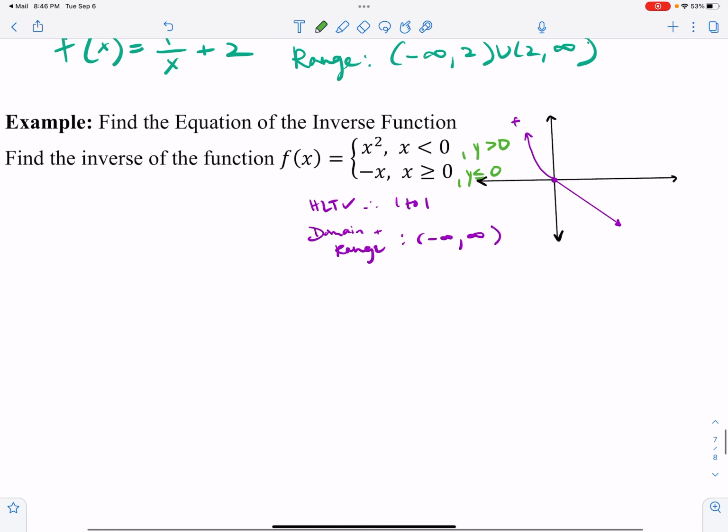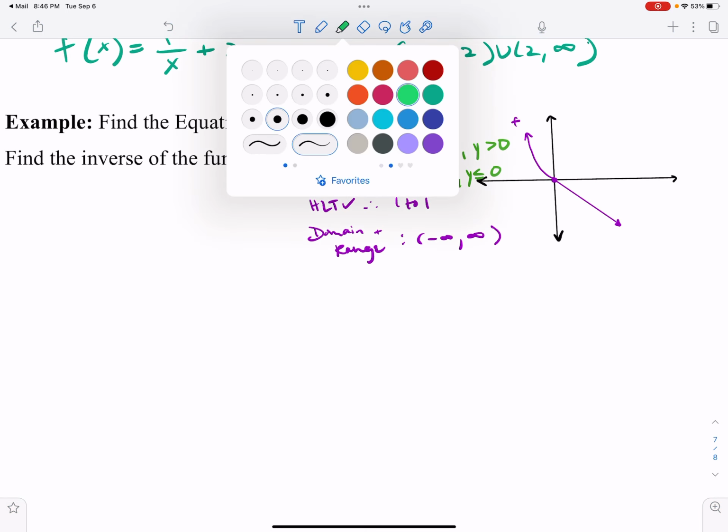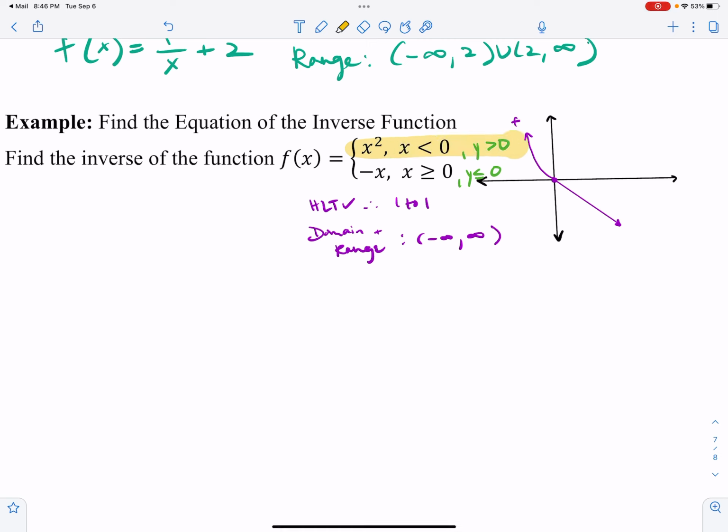So focusing on the first piece here, I'm going to think about taking that equation, switching x and y. So I would have x equals y squared. And then when I go to solve for y, we would want to have plus or minus the square root of x here, but that wouldn't be 1-to-1, right? That wouldn't be a function.